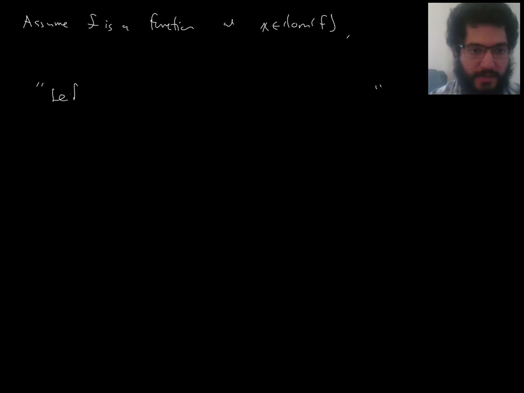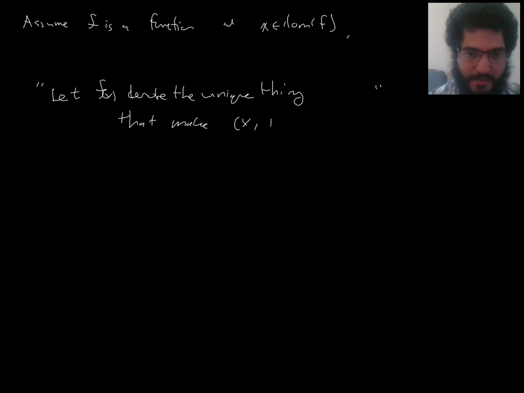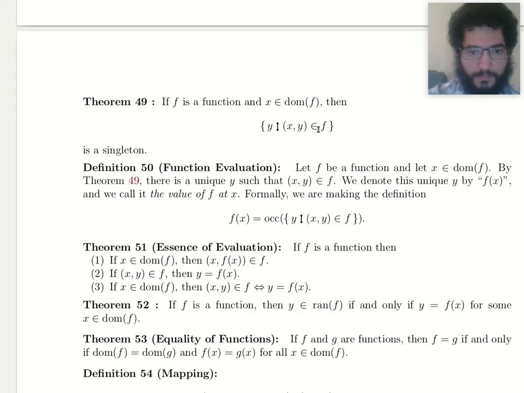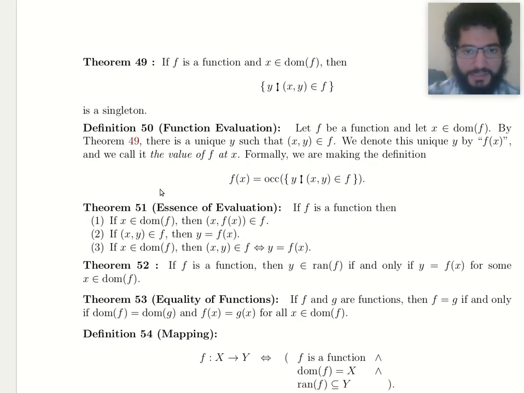is to say let f of x denote not the unique green thing, but the unique thing that makes this true. So the unique thing that fits here to make this statement true. Okay, I think that's enough of a recap. So let's move on to the next result.